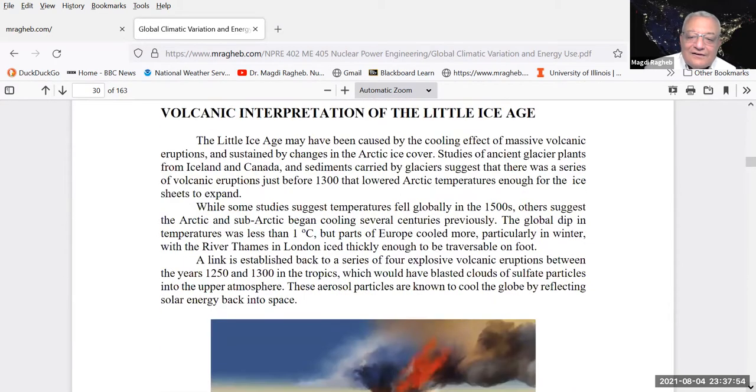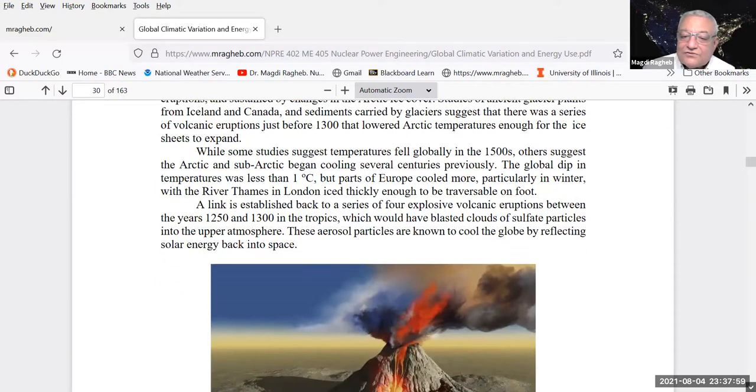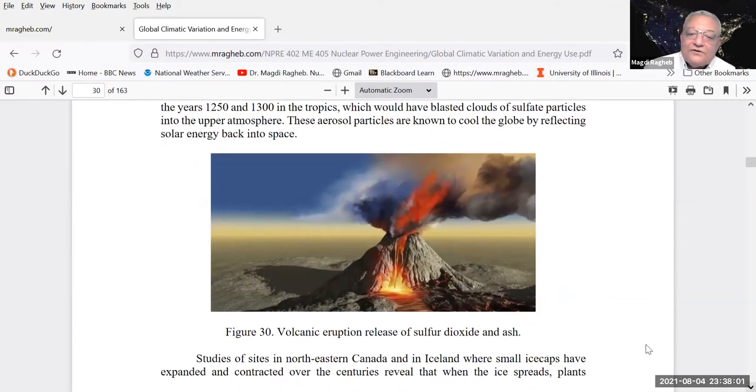There is an interpretation that has nothing to do with the sun, but it has to do with volcanic activity. When volcanoes erupt, they emit gases, and volcanoes are notorious for having large amounts of sulfur.